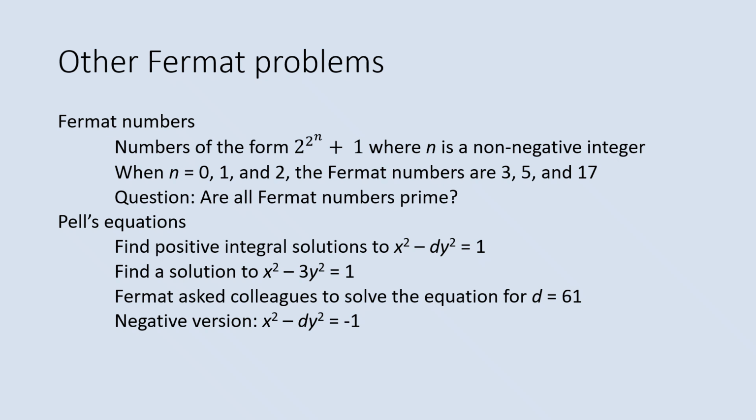The negative version of the equation looks exactly the same, x squared minus dy squared, except it's equal to -1. And so you could say, well, let's do the same thing. If you found a solution to x squared minus 3y squared equals +1, can you find a solution when the right-hand side is -1? And again, this is an aside from where we want to go, but it's interesting to try to solve these kinds of equations and see what you can find out.